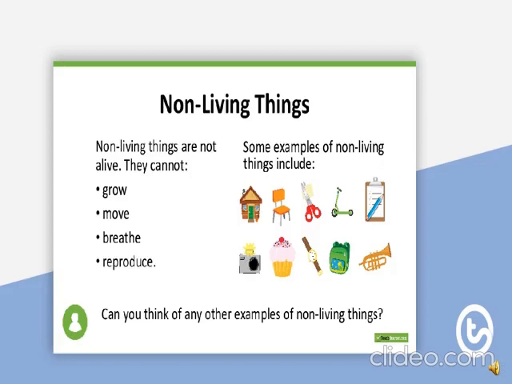For example, you can see in the picture a house, a chair, a scissor, a pencil, a bag, an ice cream, a watch, a camera, a scooty. So all these are examples of non-living things. Can you think of any other examples of non-living things? Of course you must know.